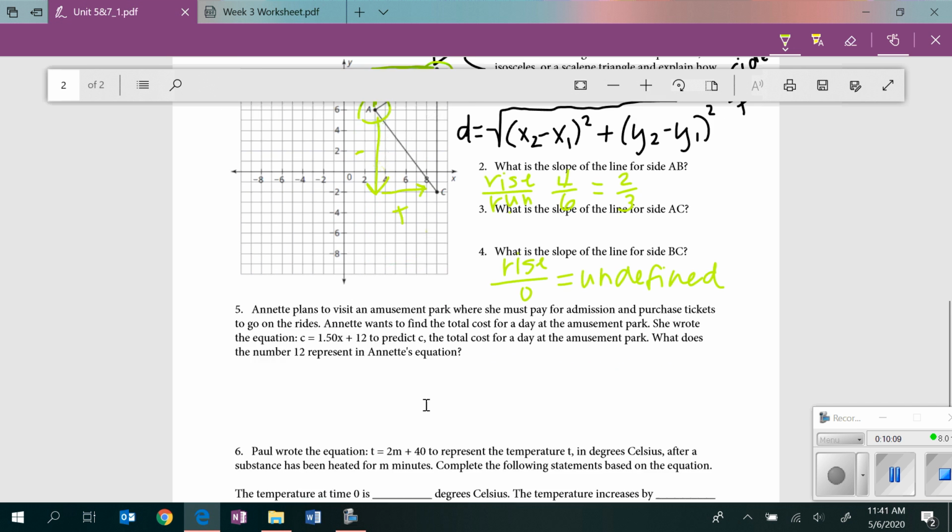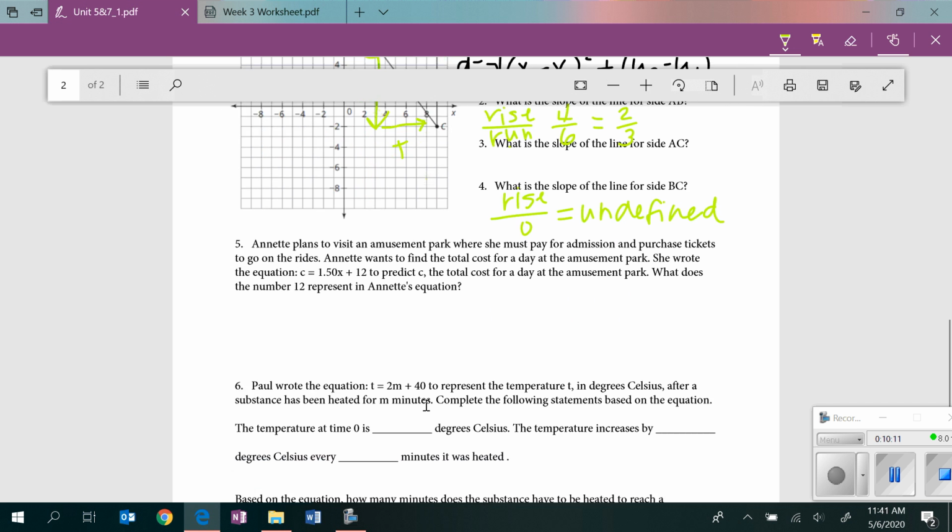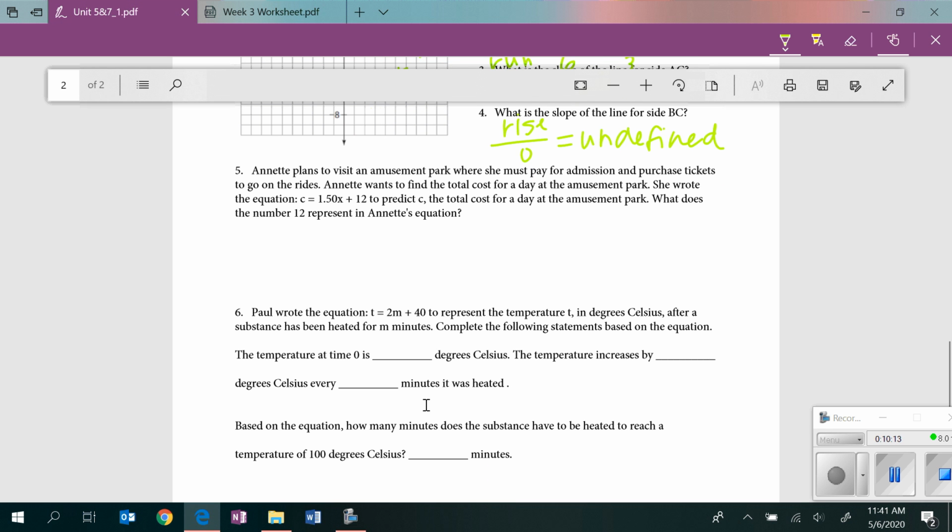The next few are word problems that hopefully you should be able to interpret. If not, make sure you contact me by email or stop by for office hours Friday, 9 a.m. to 10 a.m. Link is in your Canvas. All right, good luck.